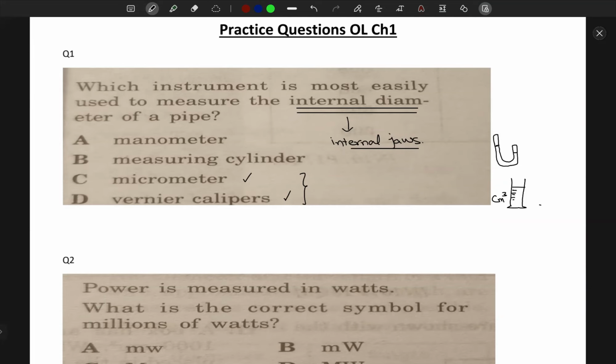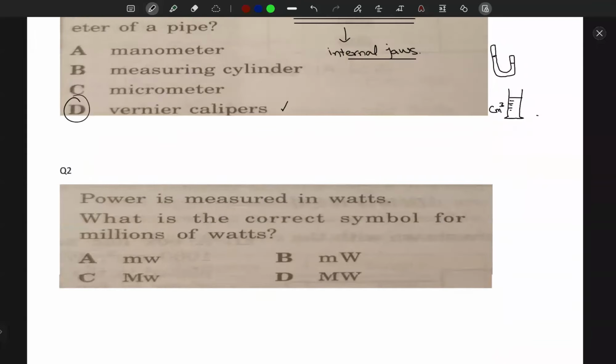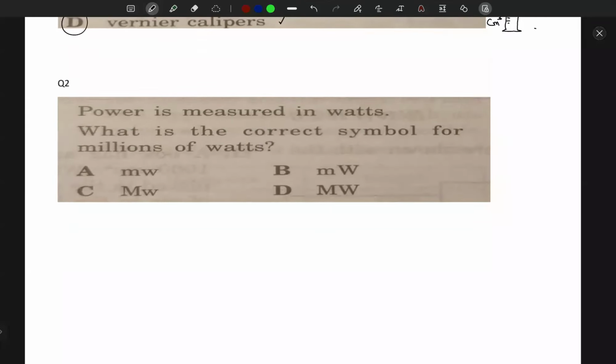Yes, sir. They'll give you a diameter with even a greater or better accuracy as well. So the correct option for this is vernier calipers, right? Is it clear for everyone, or is there any question that you might have? No, sir. All right, so let's move to question number 2.